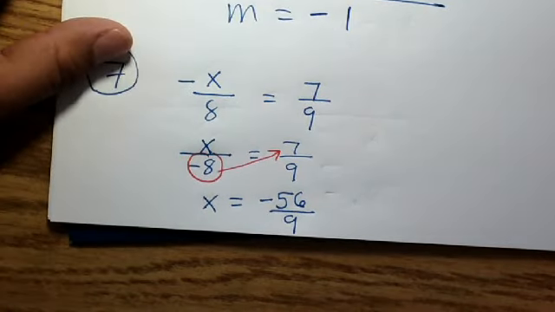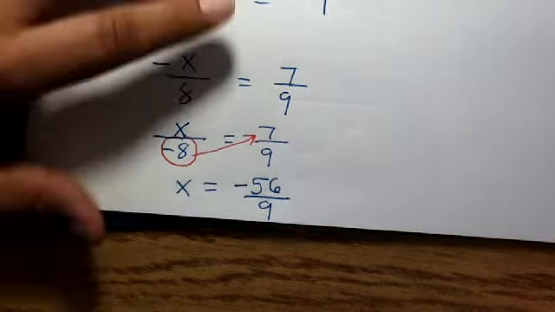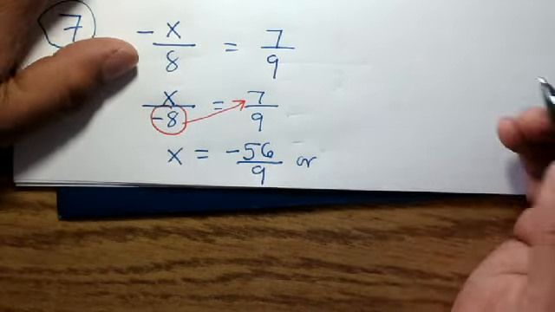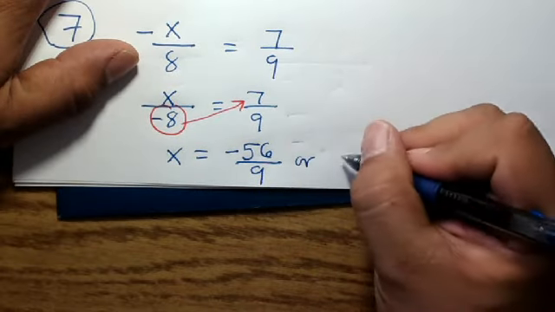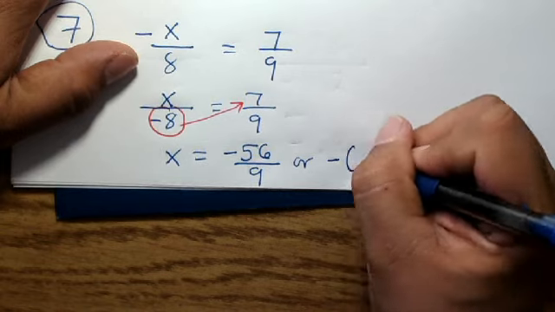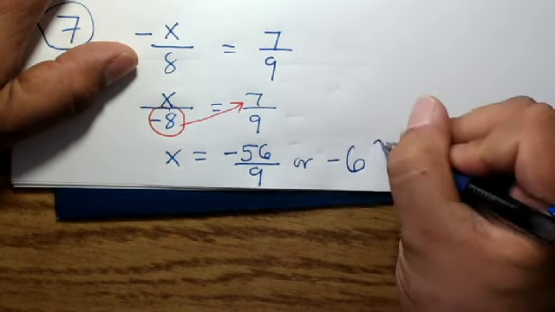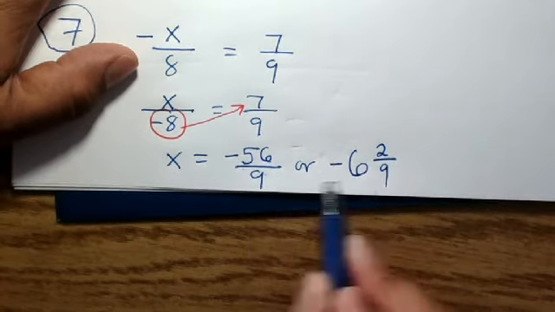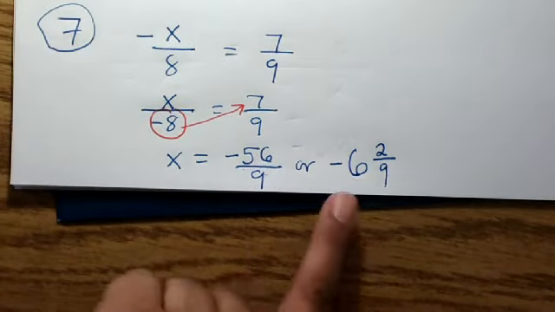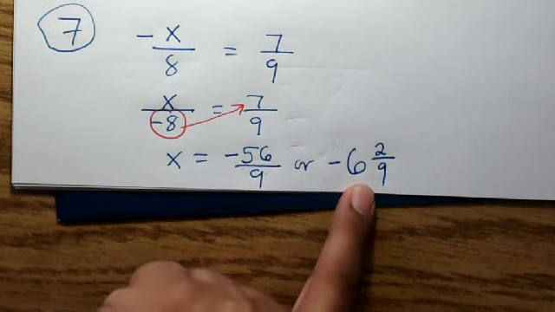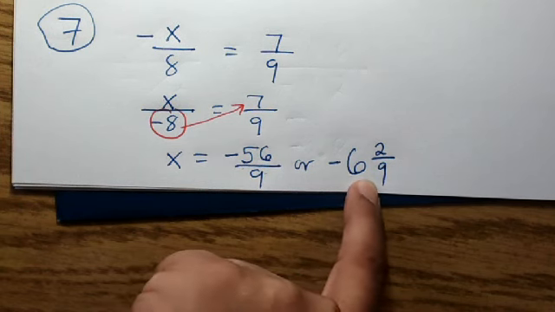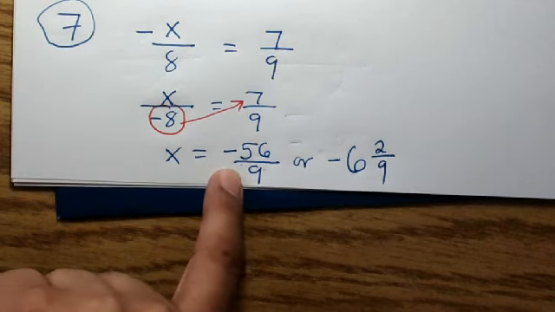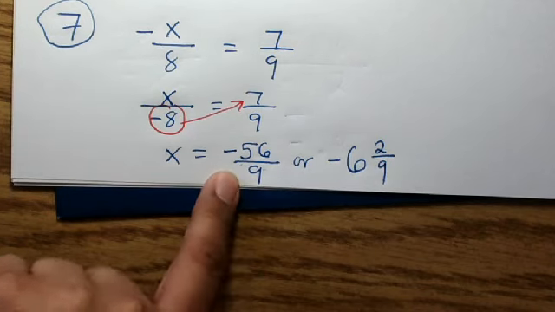Now, can you write that as a mixed number? How many times does 9 go into 56? 6. And how many are left? 2. 2 ninths. Negative 6 and 2 ninths. So either is acceptable. I'm telling you right now, usually middle school students are asked to reduce to this level. Once you're in high school, they just ask you to leave it like this. It really wouldn't matter.